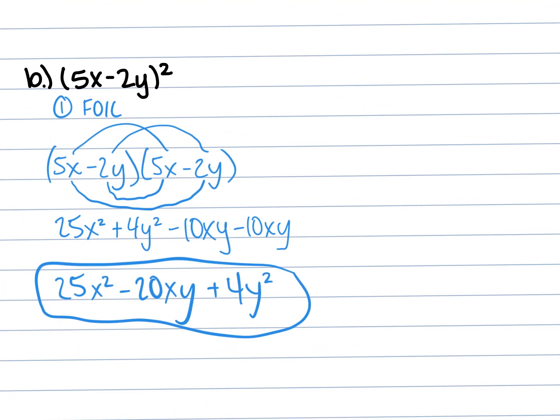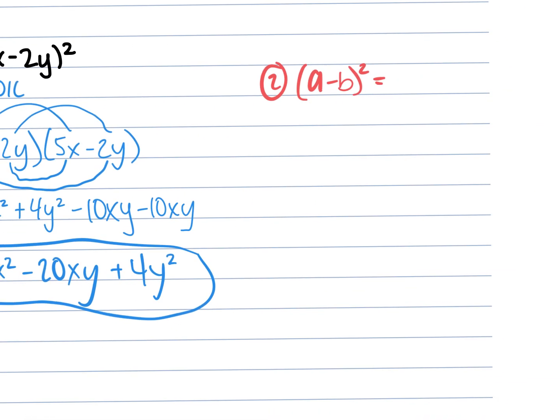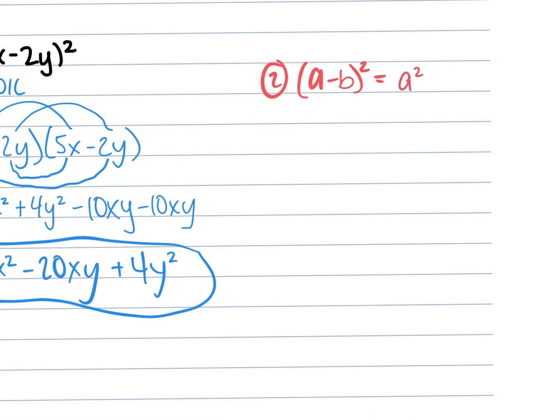Okay, let's do the shortcut method. And yes, you have to write this method down. So step number 2, this is not an a plus b squared anymore. This is a minus b squared. And our formula says it's a squared minus 2ab plus b squared. The same formula, except one minus sign in front of that 2ab term.